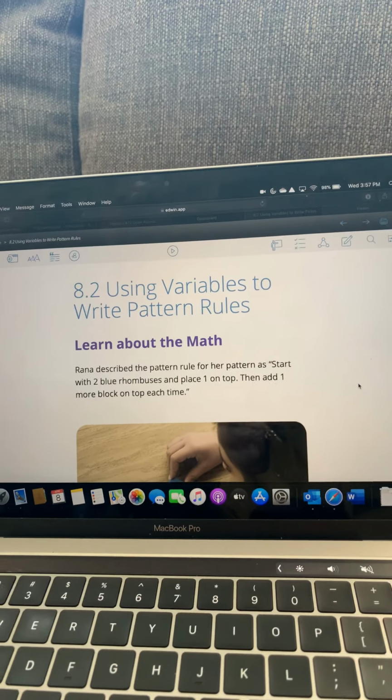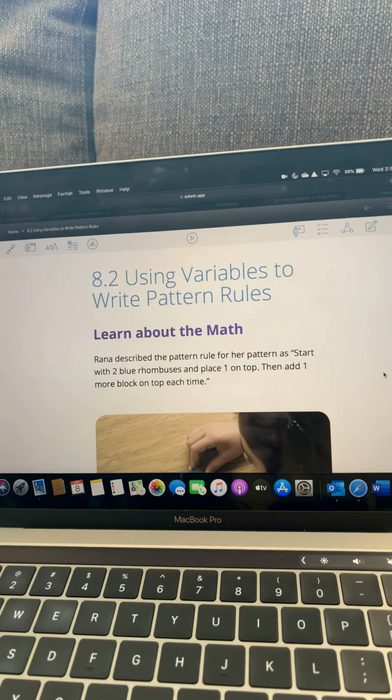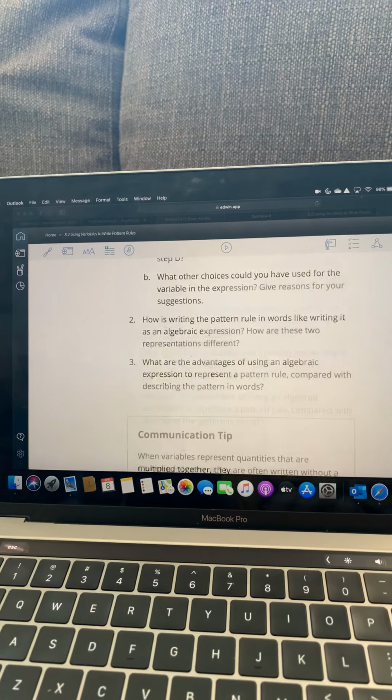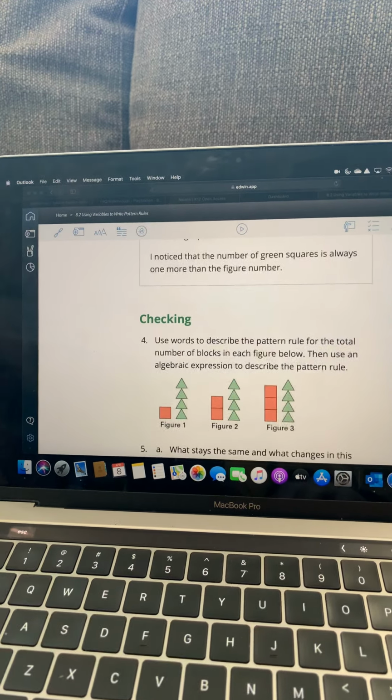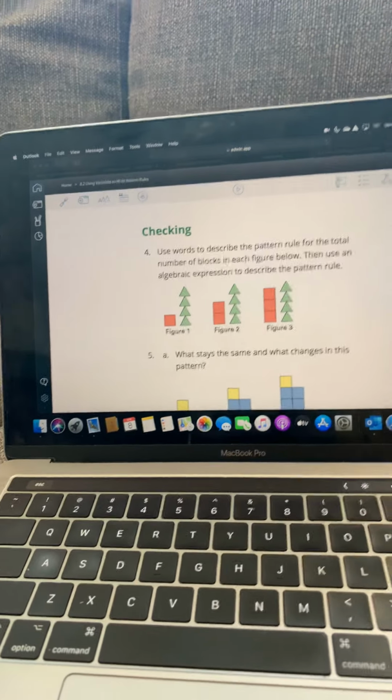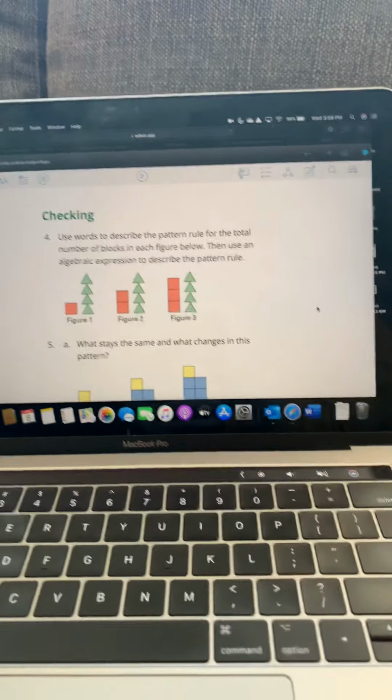We're going to take up the questions from yesterday's homework, and that was 8.2. So on your Edwins, it was this one. 8.2, using variables to write pattern rules. So you had to complete number 4, 5, 6, 8, and 9. So let's take a look at those. I got a lot of good feedback on using the chart paper method to do the lesson, so I think I'm going to go ahead and just stick with that.